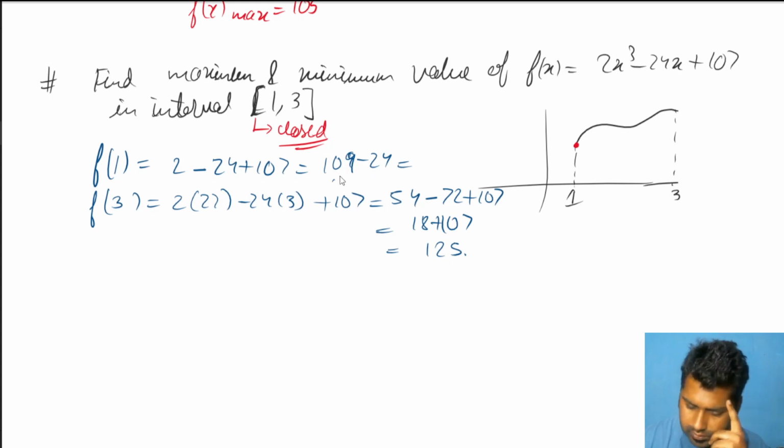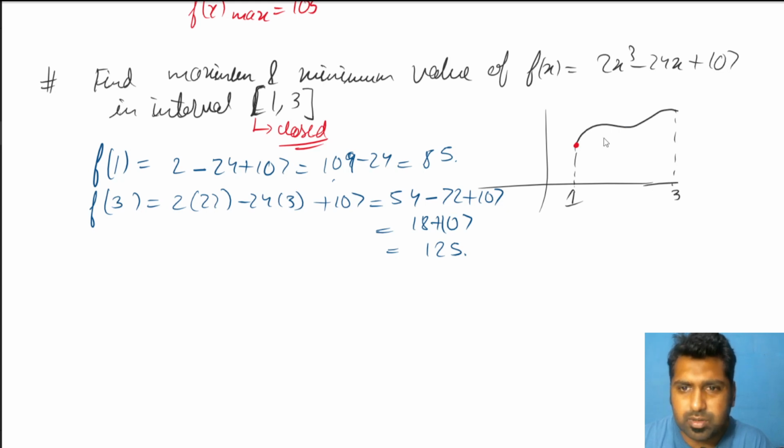F of 1 is 85. No? That was correct. Okay, so we have separately calculated this value. Now let's check whether there is anything in between.